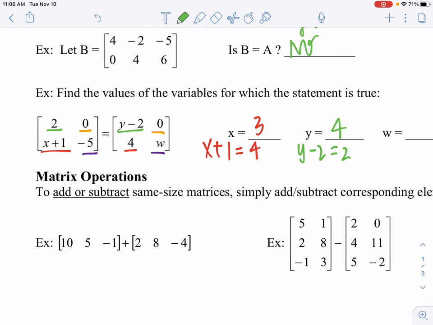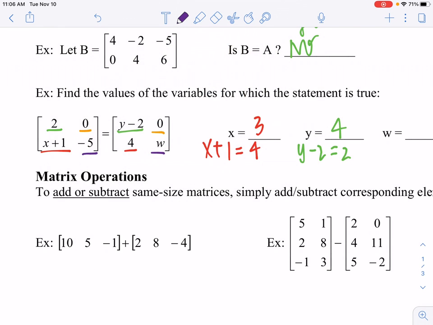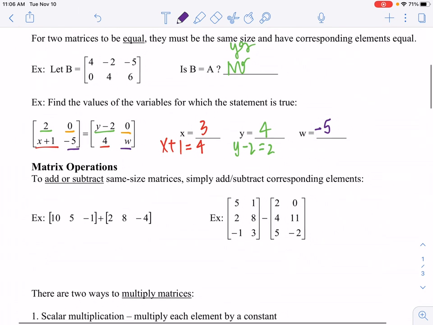And so you see the top left goes with top left, top right goes with top right, bottom left goes with bottom left, and so on. And w is already solved for us. w is equal to negative 5.